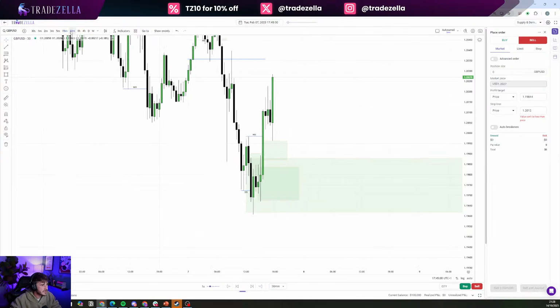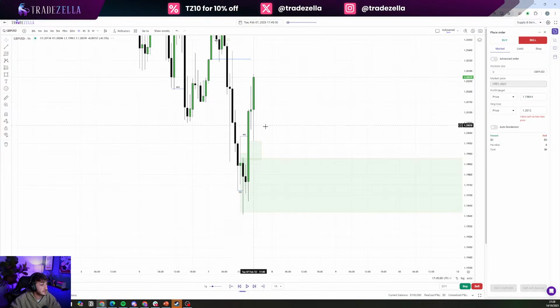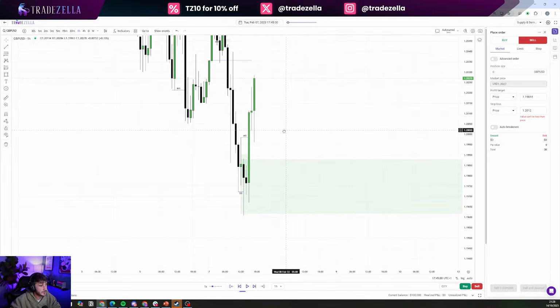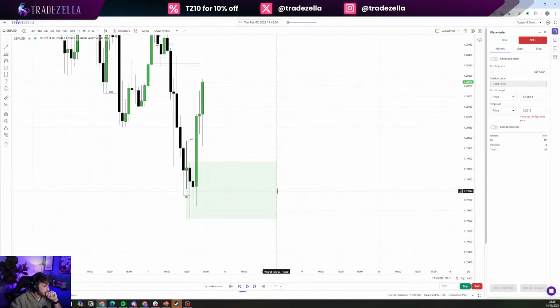So this isn't valid. Let me cycle through the time frames. There's a 30-minute one here, but again, no void, no fair value gap there. So that also isn't valid. Okay, let's go on the 1 hour. Perfect. Here on the 1 hour, I do see that there is a fair value gap before this. So right here, I'm going to go ahead and draw this as my demand.